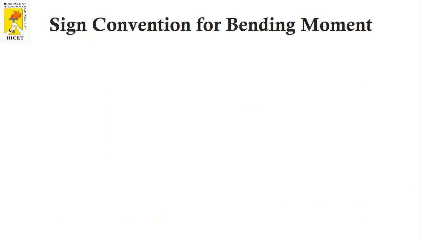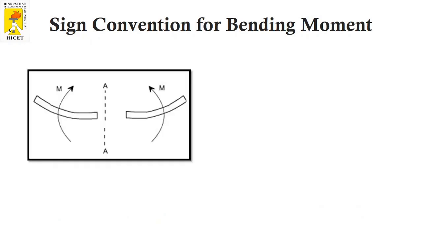Sign convention for the bending moment. So here we have the positive bending moment. If a clockwise moment is acting on the left side of the beam, and an anti-clockwise moment acting on the right side of the beam, it is considered as a positive bending moment.